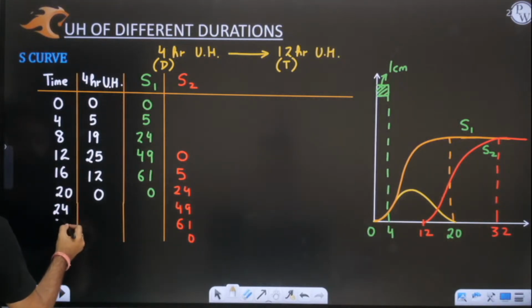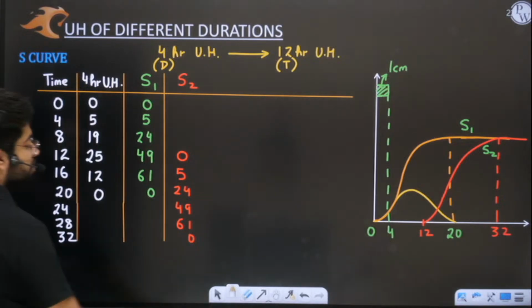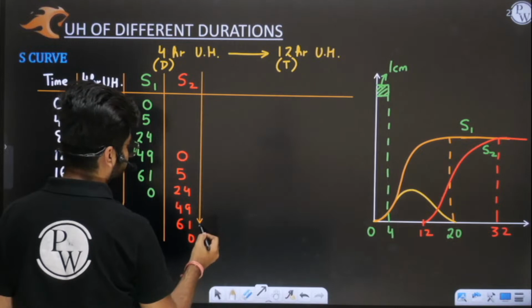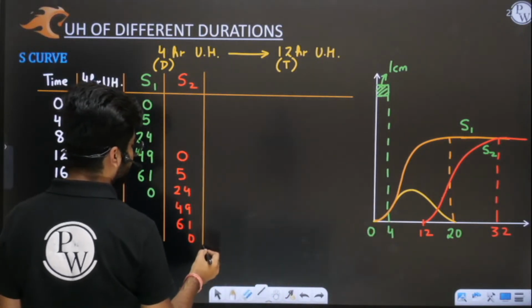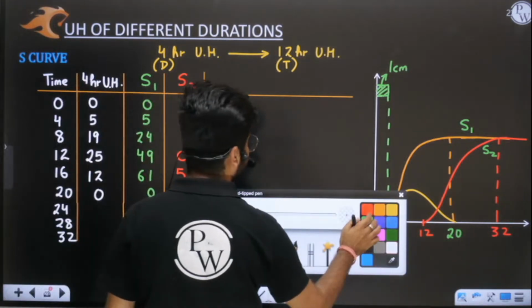So from 12 to 32, this is your second column. Okay, 4 columns are there only. Okay, sir. Now what we have to do? Now we have to subtract S1 by S2.